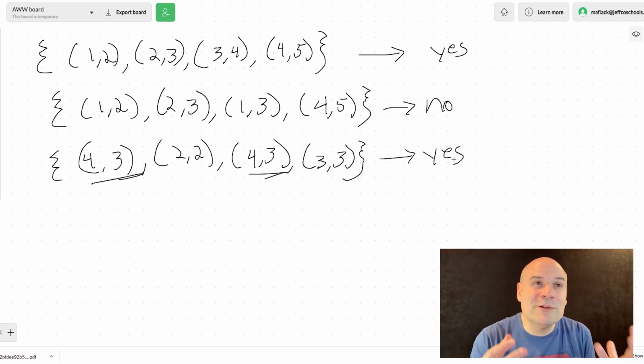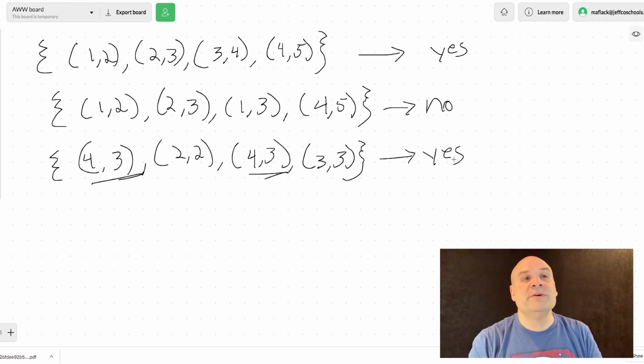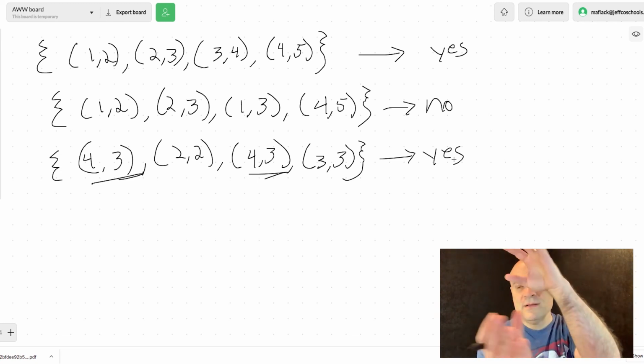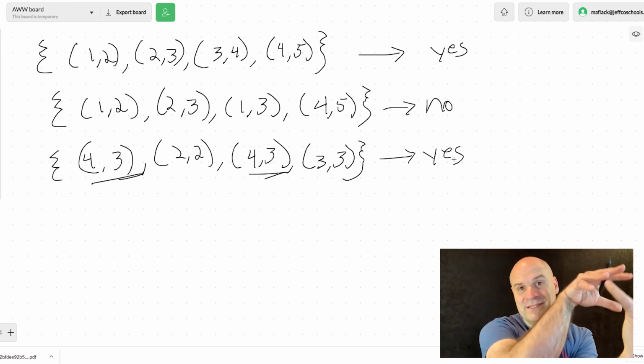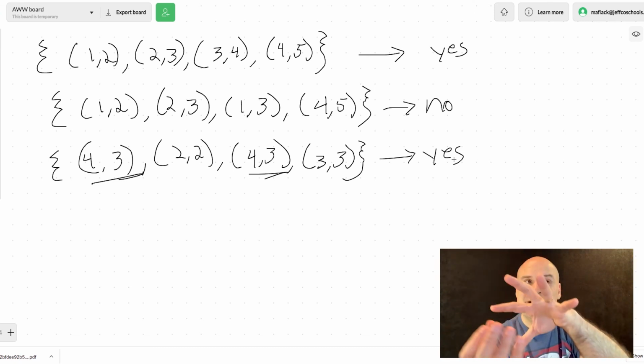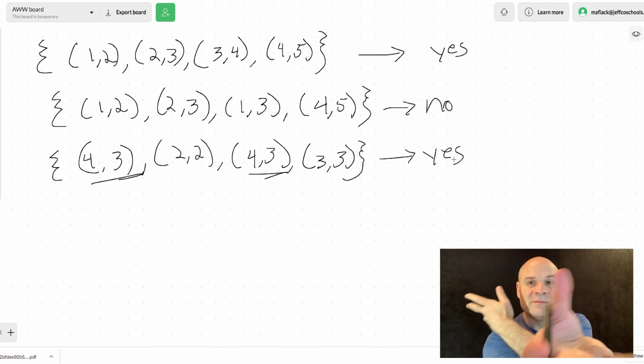So you can have multiple x's for the same y, but you can't have multiple y's for the same x, okay? So an x can go to one y, or multiple x's can go to one y, but one x cannot go to multiple y's. This was really helpful, I know. This helps you visualize everything.